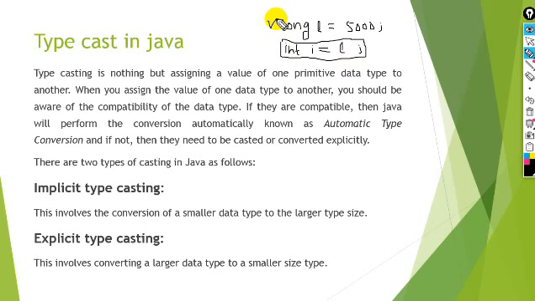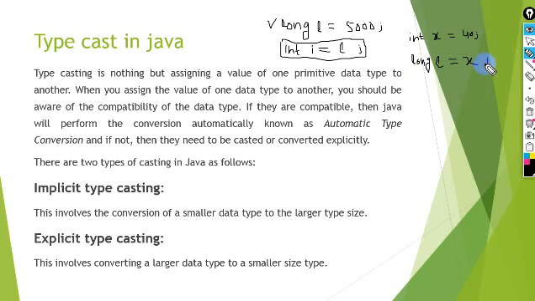In this case, Java will give you an error. Why will Java give you an error? Because you are assigning the value of a large data type to a small data type. That is not correct. But for example, if you take an integer x equal to 40, and now you are assigning this integer value to a long.